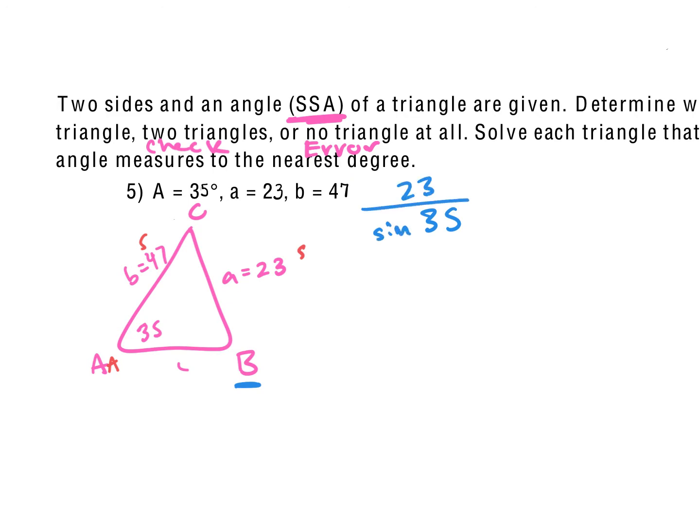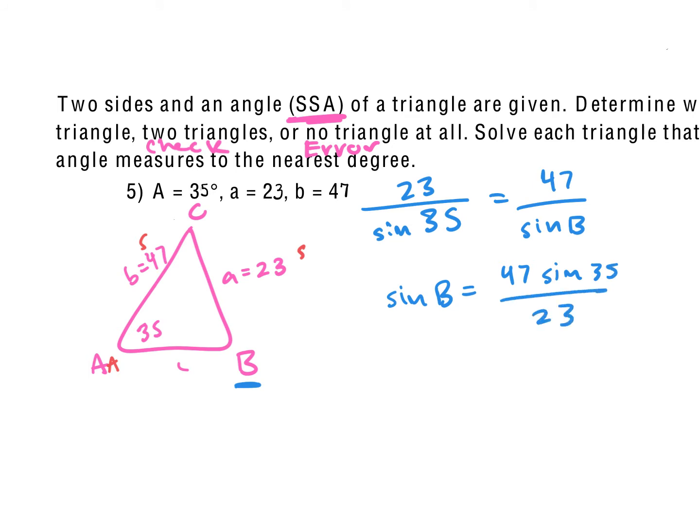23 over sine of 35 is equal to 47 over sine of B. Cross multiply and divide. So this will be sine of B is equal to 47 times sine of 35 over 23. So we put this into our calculator, and then don't forget we have to take the inverse sine of that answer.